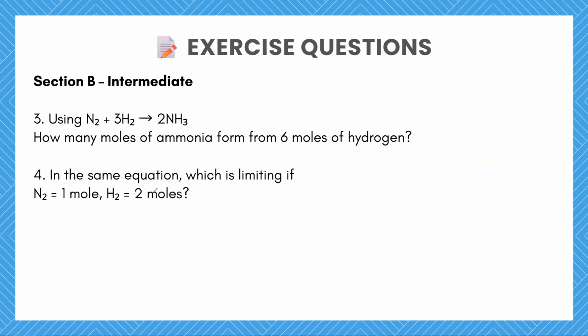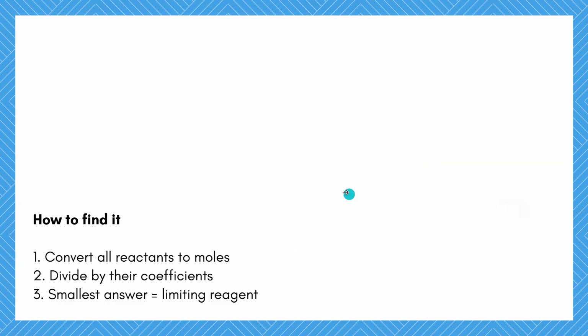Now the next question says, in the same equation, which one is the limiting reactant if we have 1 mole of nitrogen and 2 moles of hydrogen? Well, let's go ahead and check out the steps for getting which is the limiting reactant. The limiting reactant can be found by 3 basic steps. The first is to convert all reactants to moles, and the next is to divide by their coefficients. And then the smallest answer becomes the limiting reagent.